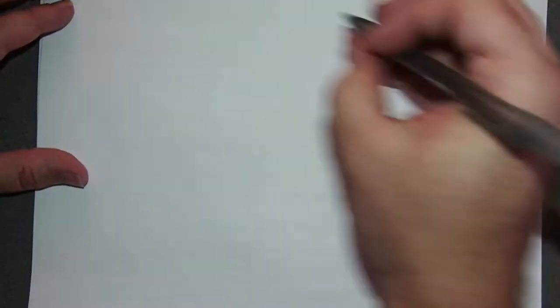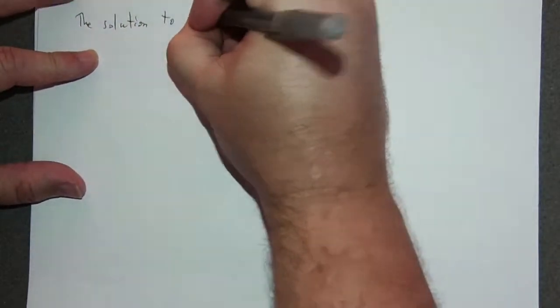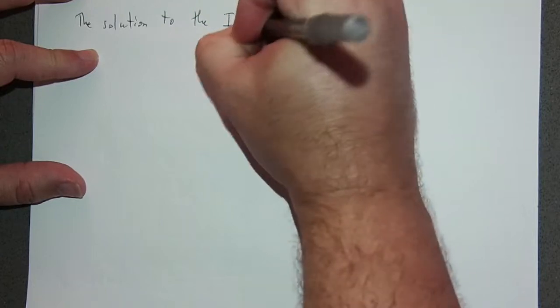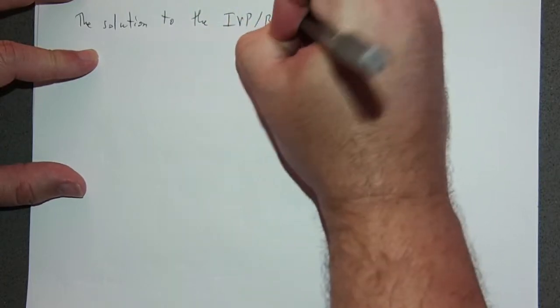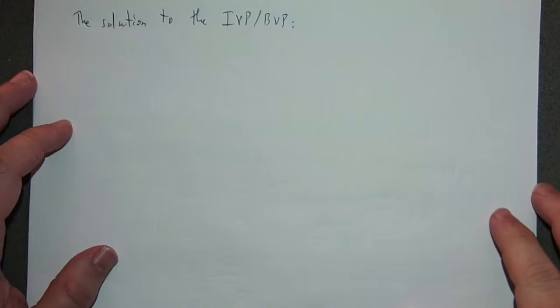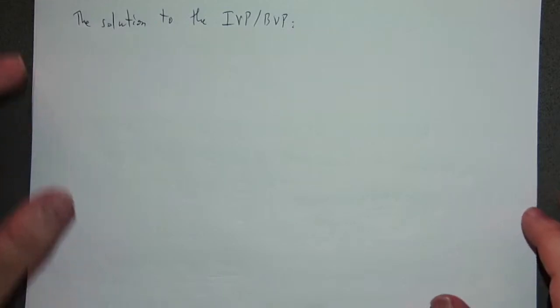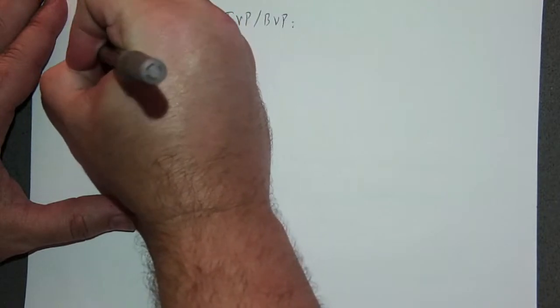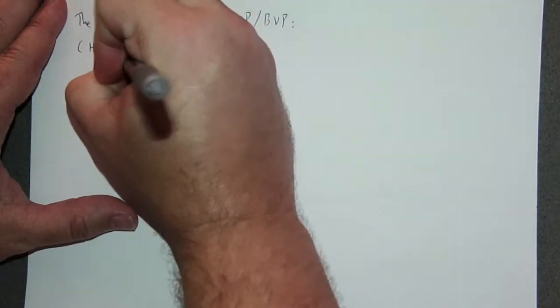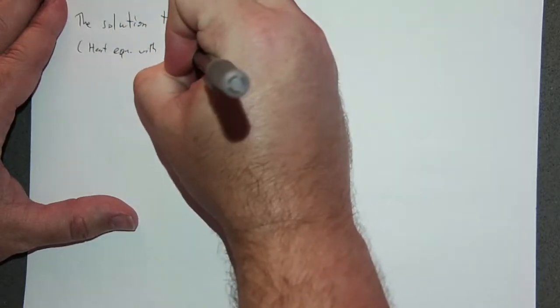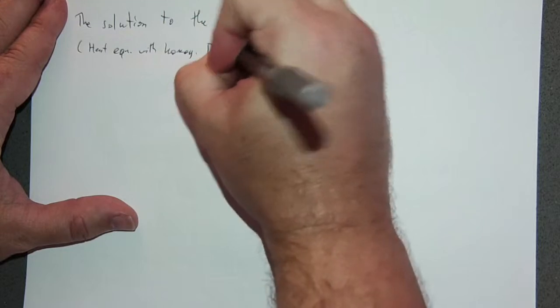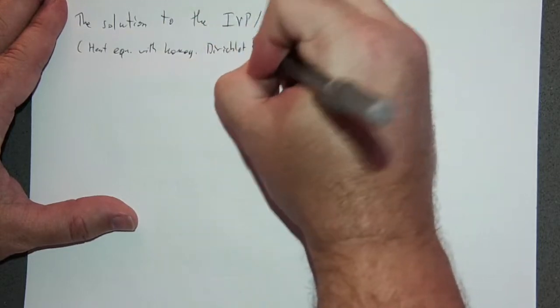Here's the statement. The solution to the IVP-BVP, which is the diffusion equation with homogeneous Dirichlet boundary conditions, right? So heat equation with homogeneous Dirichlet BCs.